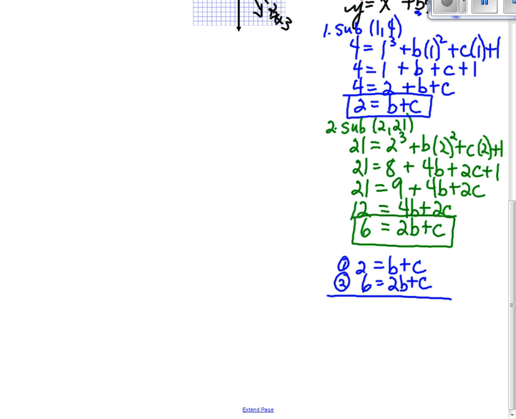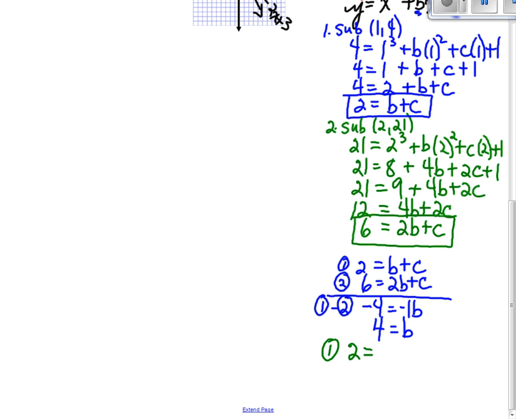I have decided that I am going to use elimination. Equation 1 subtract equation 2 will get rid of my c's, and then I can solve for b. 2 take away 6 is negative 4. b take away 2b is negative 1b, and my c's have disappeared. I am left with b, if I divide both sides by negative 1, equals 4. If I know that b equals 4, I'm going to go back to equation 1 because it's the nicest.